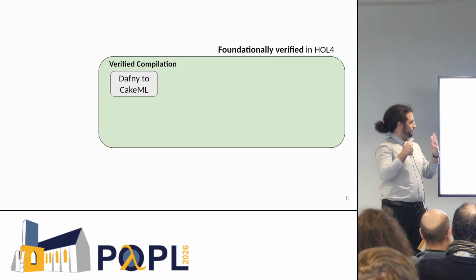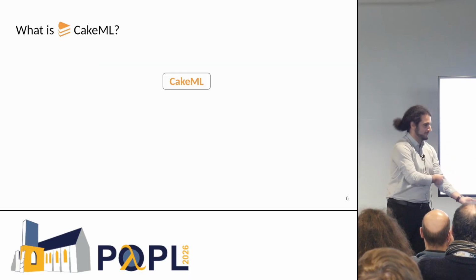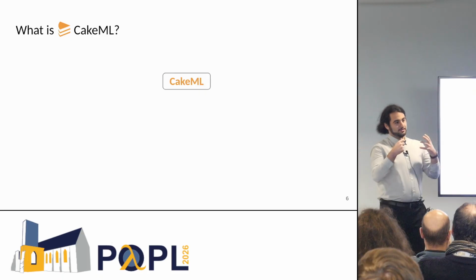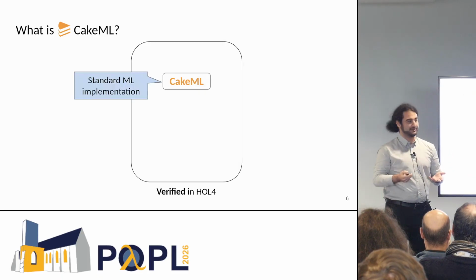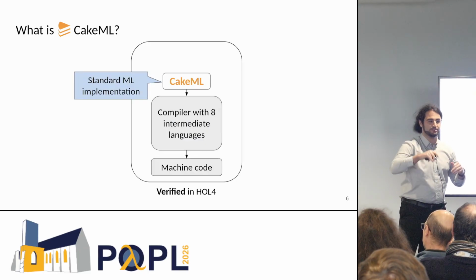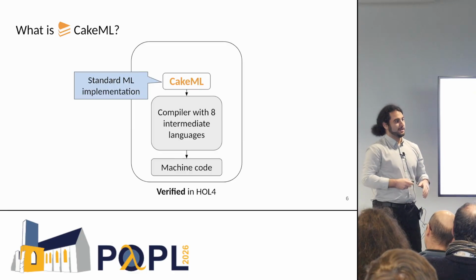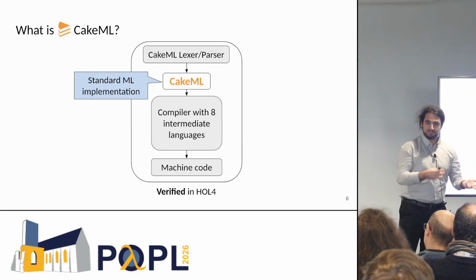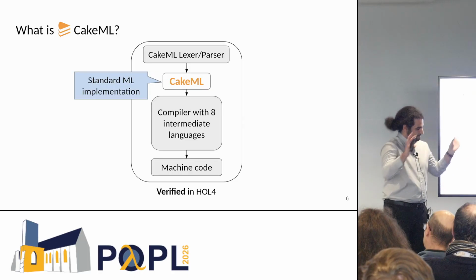And first, let's talk about CakeML. So what is CakeML? CakeML is a verified subset of standard ML. And that means it has a verified compiler with a bunch of intermediate languages, which go down to machine code. And it also has a lexer and parser, which is verified. And this is all great and fun.